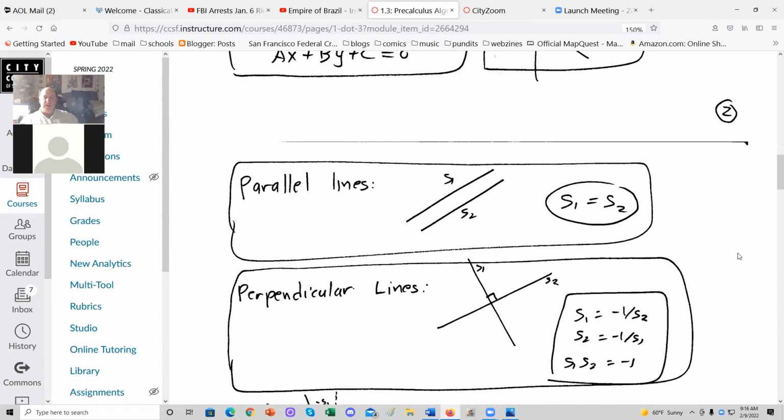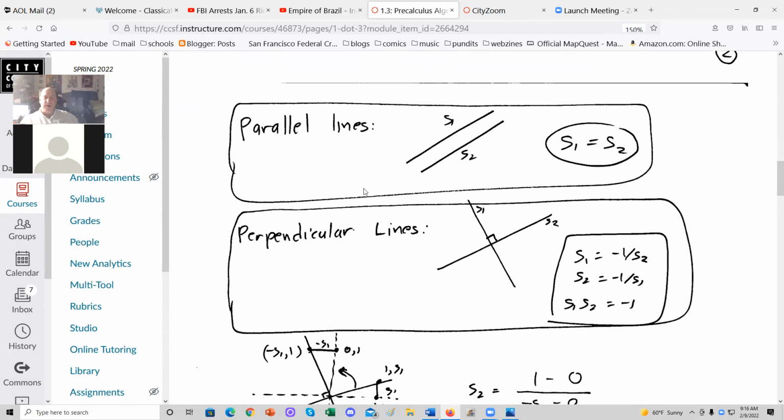Now, there are special cases where lines are parallel or perpendicular. If 2 lines are parallel, they have slopes s1 and s2, then s1 equals s2. Okay, parallel lines have equal slope. And by the way, this symbol for equality, 2 little dashes right next to each other, was originally intended as parallel lines. So really, this formula motivated the invention of that symbol.